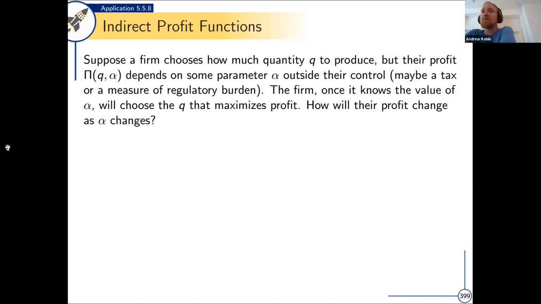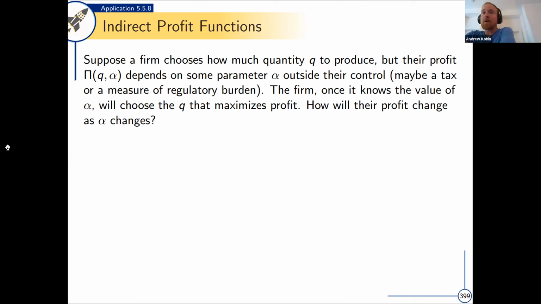And the firm, once it knows the value of this alpha that they can't control, will then choose q that maximizes profit. So the profit, capital pi, depends on q and alpha, but this is saying that the alpha that they cannot control also influences the value q that they can control. They choose the amount, or the quantity q to produce.